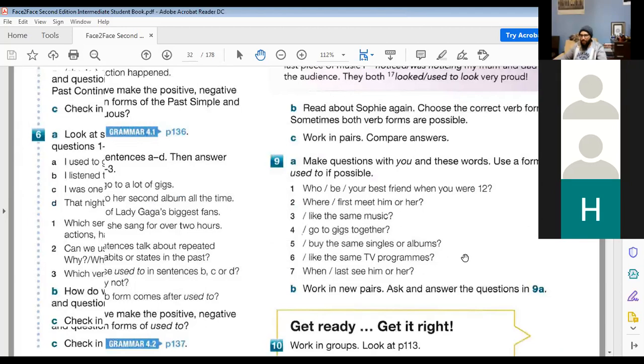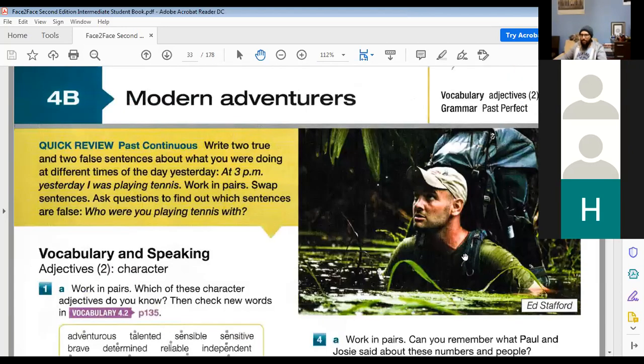All right, so let's talk about our new topic here, modern adventurers. So we're still talking about the past, of course, but this time we want to talk a little bit about the past perfect. So the past perfect is also one of the things we don't have in Arabic, unfortunately. The perfect بصفة عامة ما عندناش أصلاً في العربي مش موجود. لا past perfect, لا present perfect, ولا future perfect. But if you get the idea, it becomes easy.